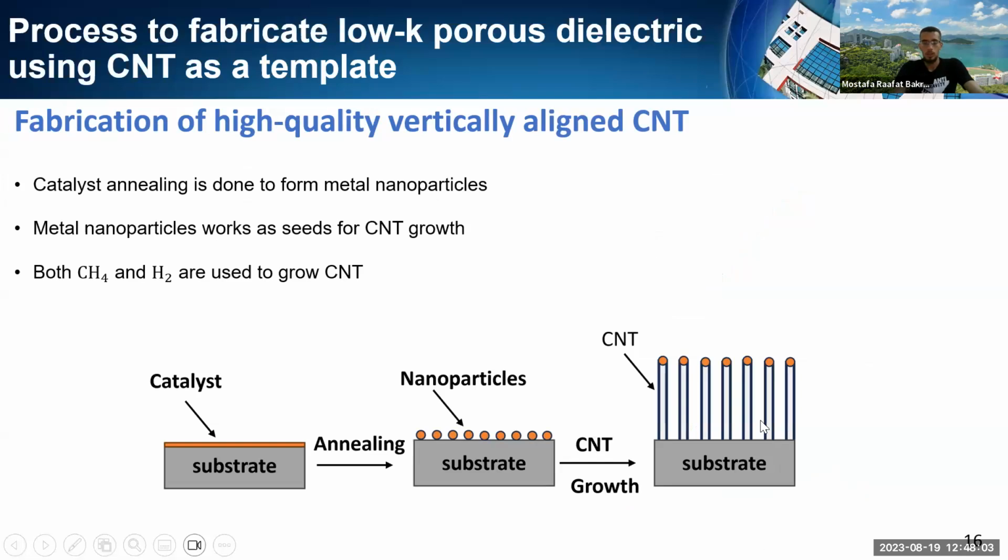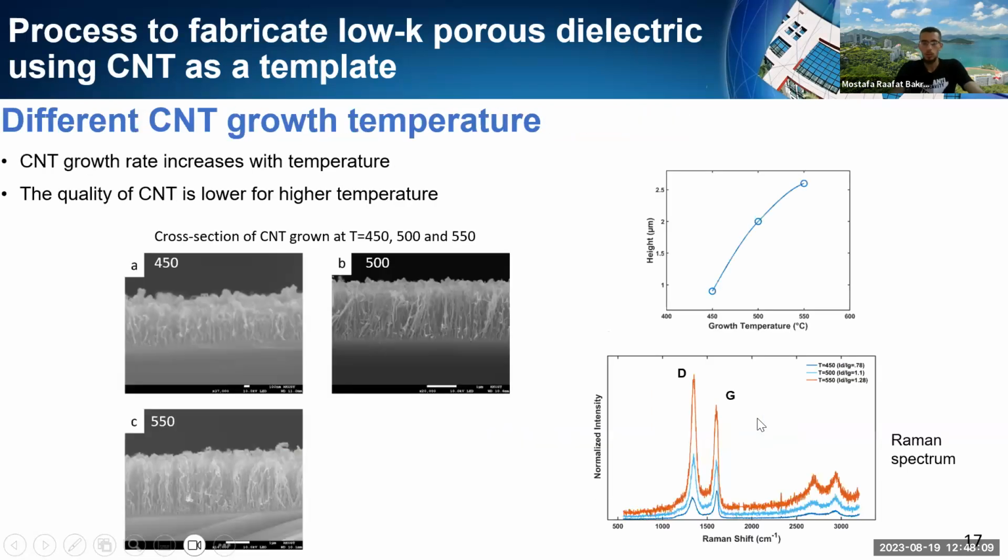So to study this process, we need to optimize different process parameters. The first thing to optimize is the growth temperature. We grow the CNT at different temperatures from 450 to 550, and here are the SEM images for different CNT growth temperatures. We found that the length of the CNT is higher for higher temperature as shown on this graph, because we have a higher growth rate at higher temperature.